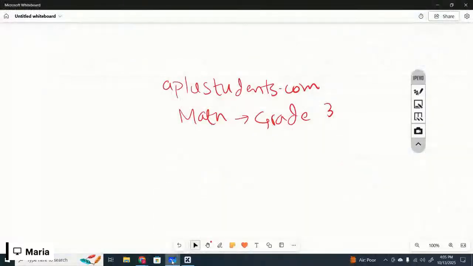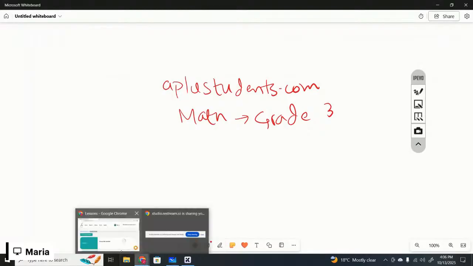So here we are for grade 3 math. You can find all the lessons on students.com. You have to log in there using your email address and the password provided by the administrator. Then you have to select math from the subject tab, scroll down to grade 3 math and then click on view all lessons.